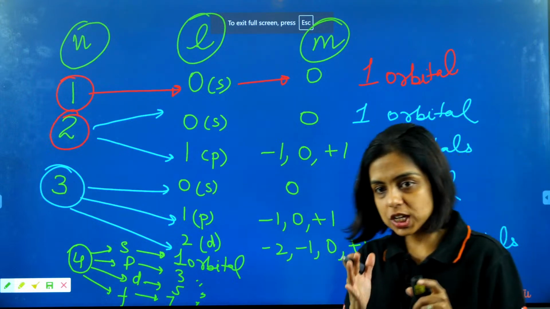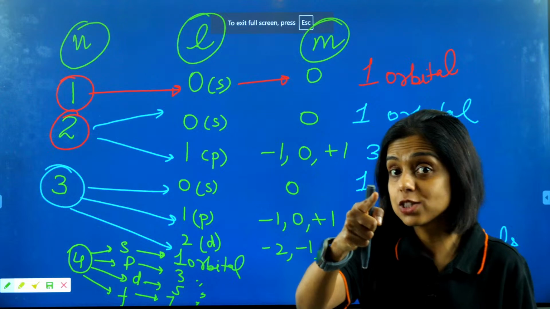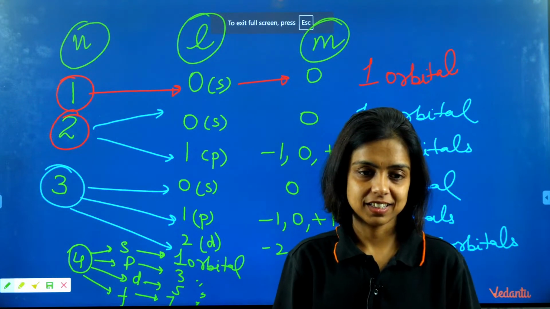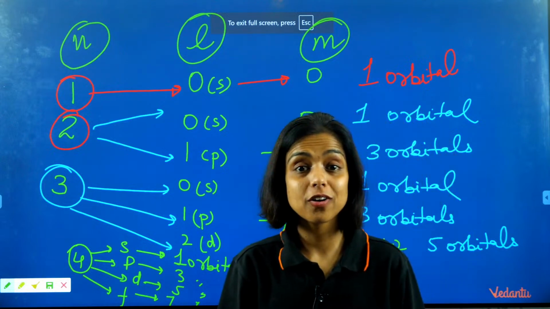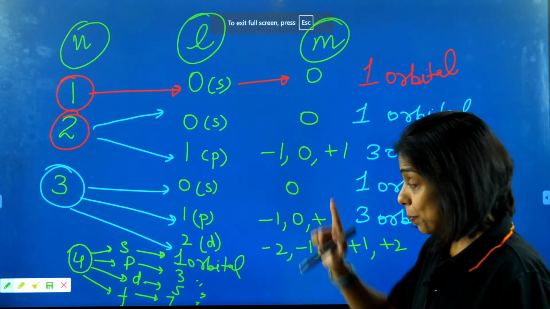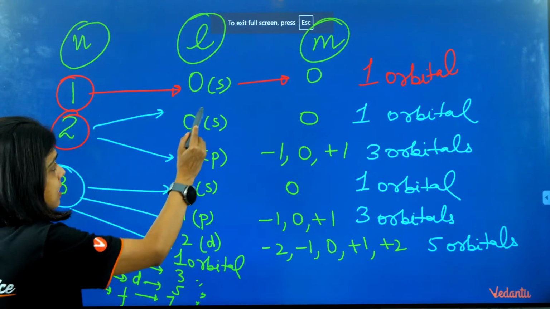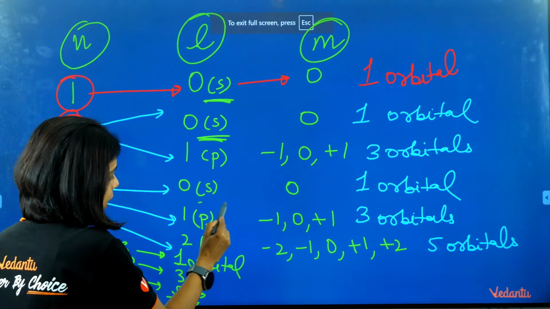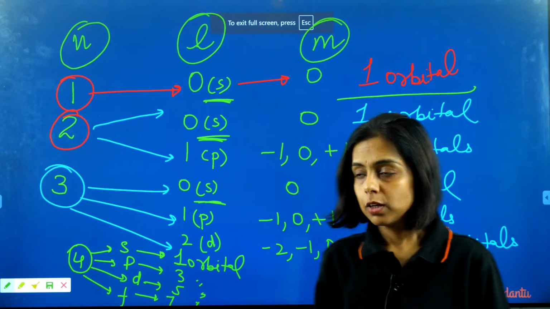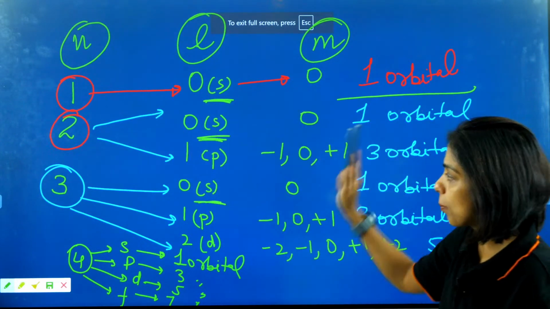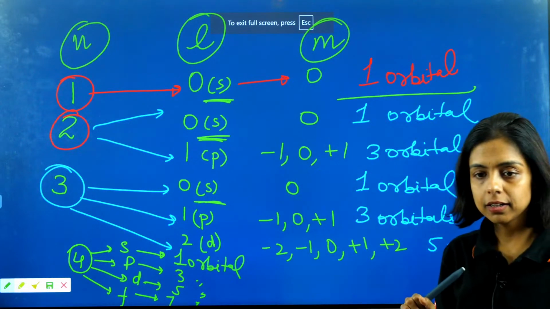Yes, so a shell has subshells, and each subshell has orbitals. In those orbitals your electron lives. Right? So please see this slide. Any S subshell, irrespective of the shell, will have one orbital. So first shell S subshell, one orbital. Second shell S subshell, one orbital. Third shell S subshell, one orbital. Right?